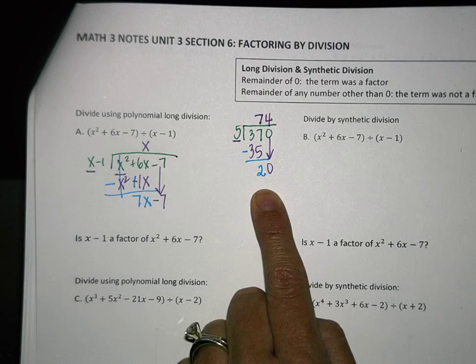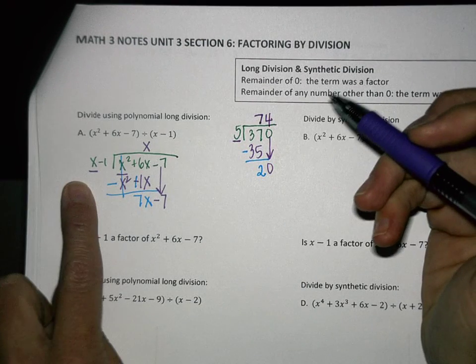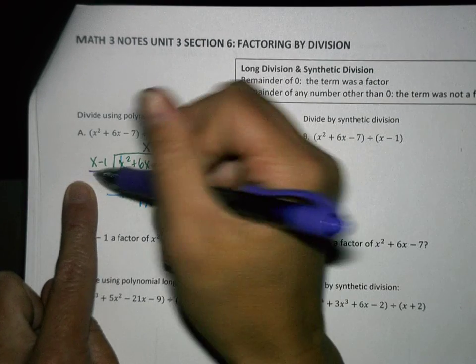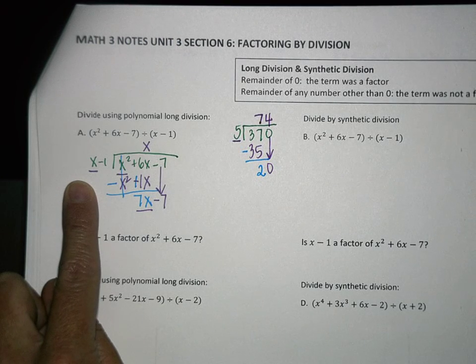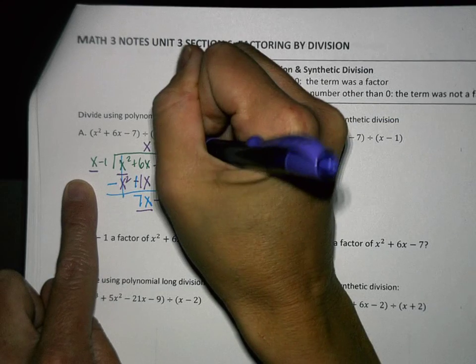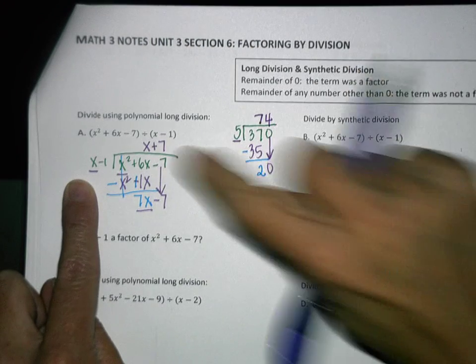Yes? Okay, so we're going to go over here. Same thing, okay? We're going to go x times what makes 7x? 7, right? And it's specifically a positive 7. Okay?